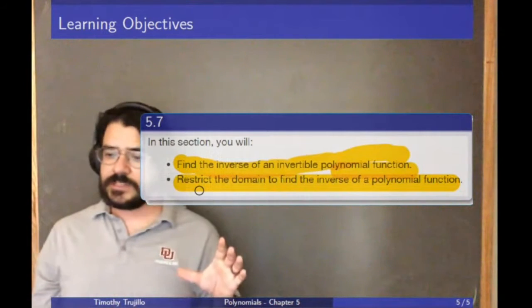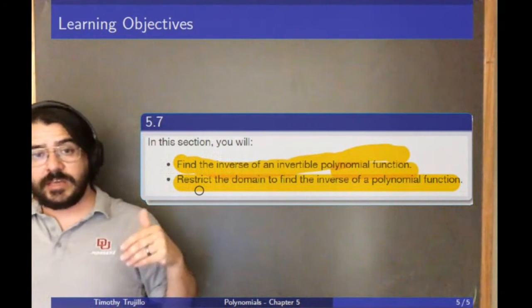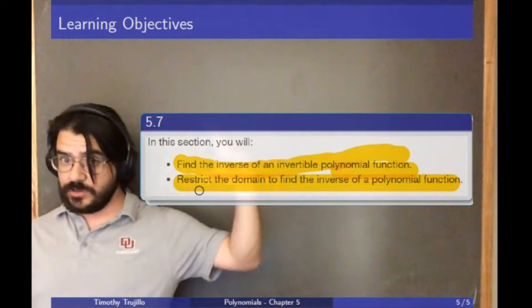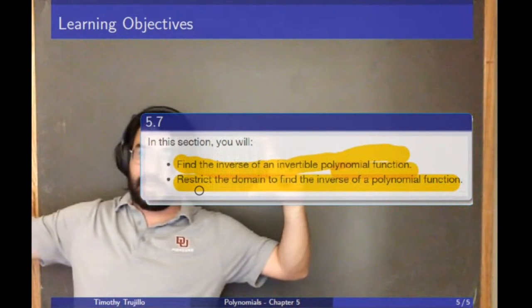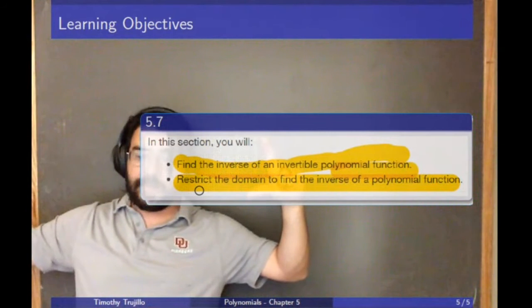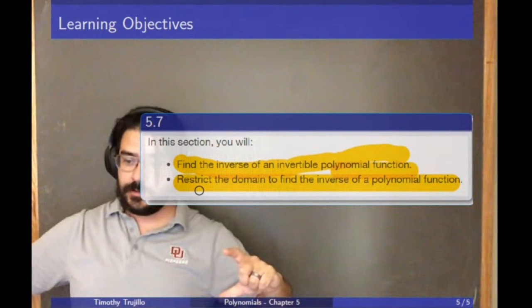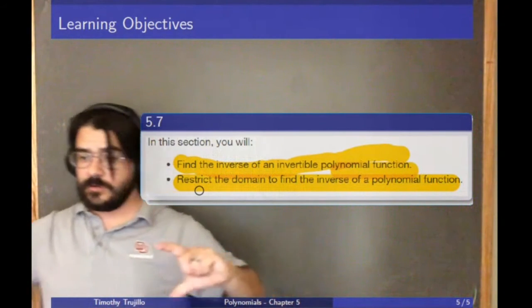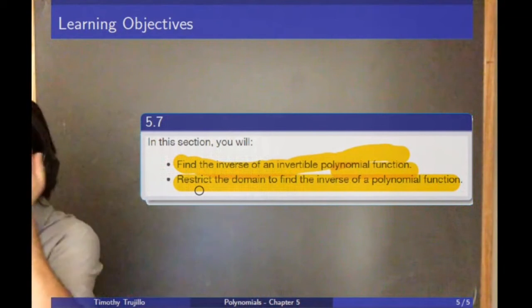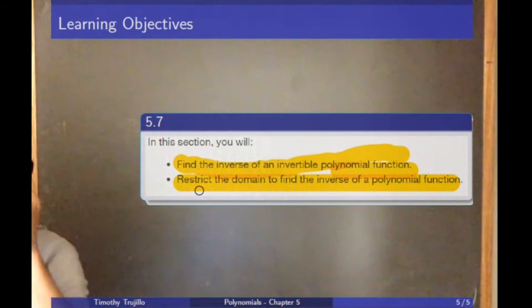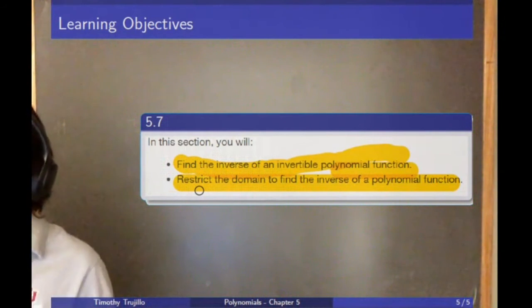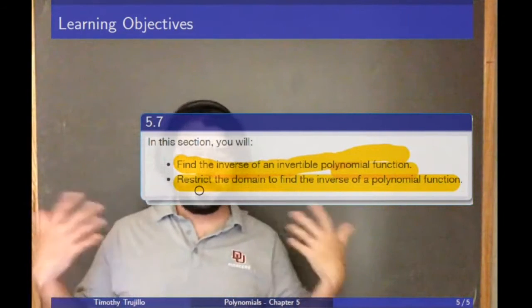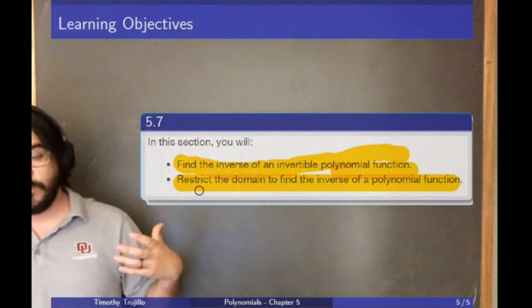And then I guess the last thing that I want to say here about 5.7 is that if you have a function f of x, you know its domain and range, then you also know the domain and range of f inverse, right, the inverse function. And what happens is that the domain and range swap, okay? So the domain and range swap for the inverse. So keep that in mind as you're trying to compute the domain or range of the inverse of a polynomial function.